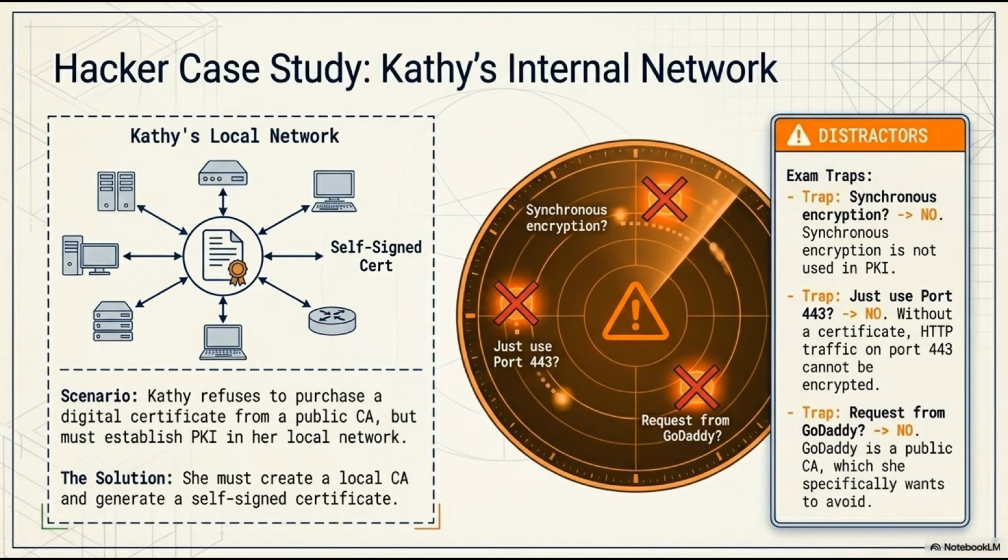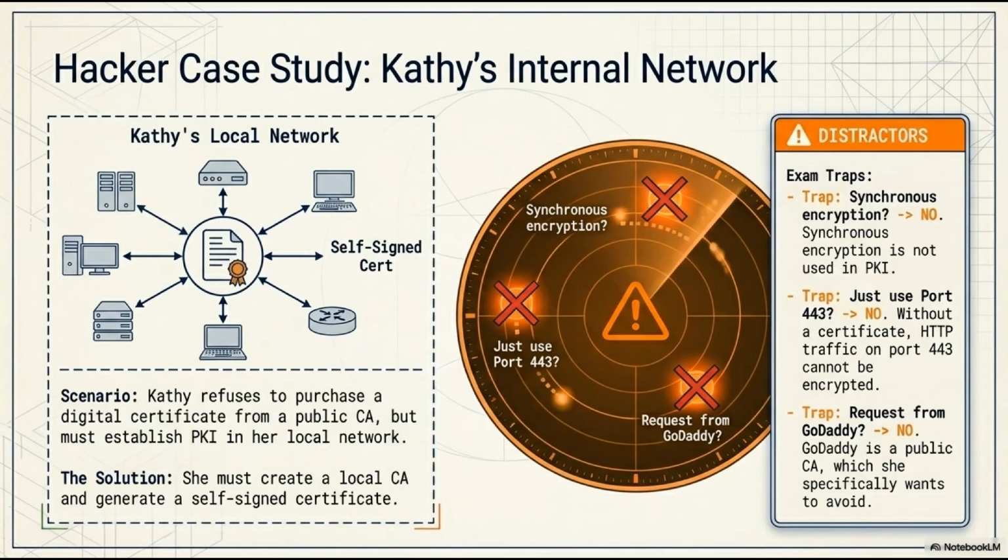But we really need to systematically destroy the quiz distractors here because they target fundamental misunderstandings of how encryption actually works. Okay, the first distractor trap suggests she should enable synchronous encryption. Yeah, and synchronous, or symmetric encryption, uses the exact same key for both locking and unlocking data. Like the key to your front door. Exactly. PKI, however, is fundamentally based on asymmetric encryption, using a public key to lock the data, and a completely different mathematically related private key to unlock it. So synchronous encryption is entirely the wrong foundational technology for setting up a PKI. Okay. The next trap says she should just ensure all HTTP traffic uses port 443.